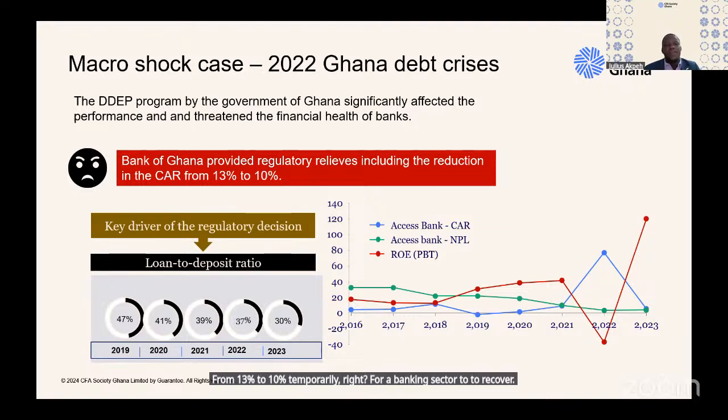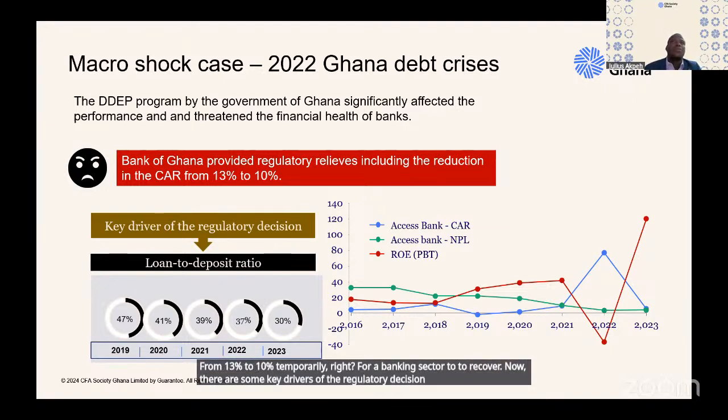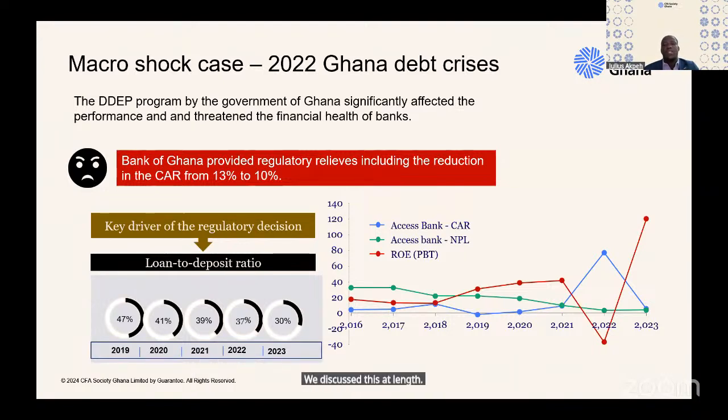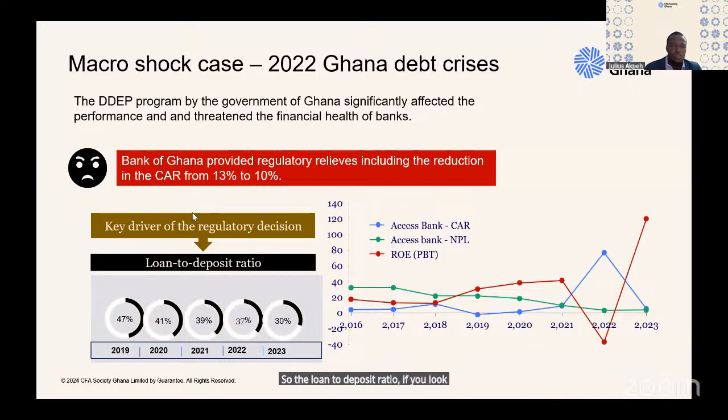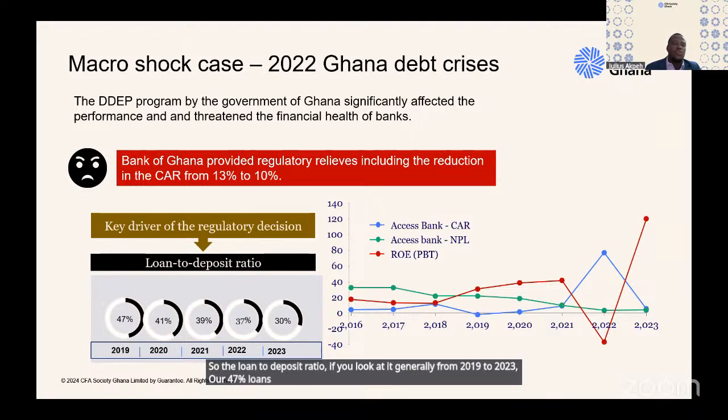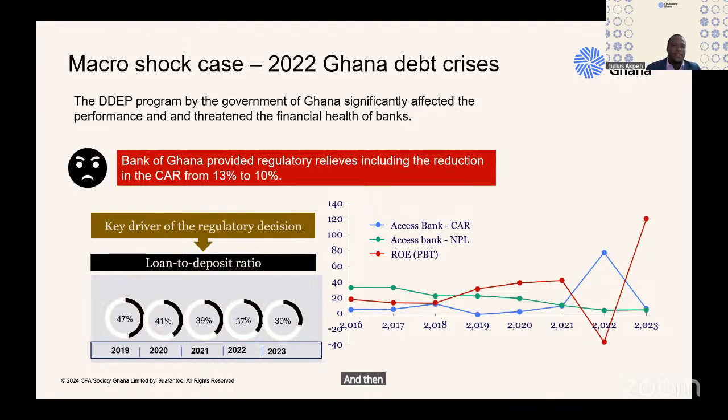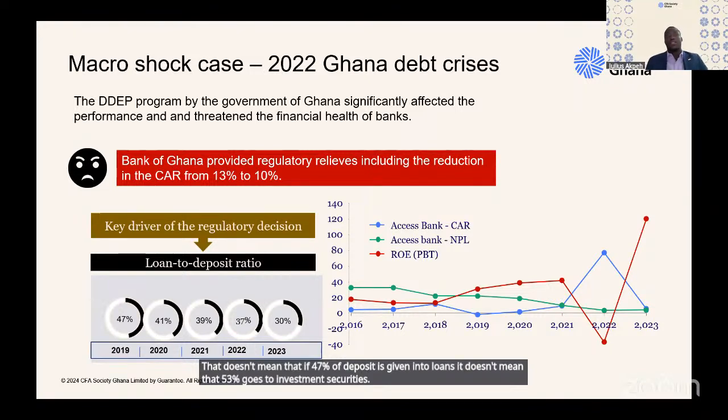Now, there are some key drivers of the regulatory decision. What actually motivated Bank of Ghana? I talked about a number of these things yesterday. We discussed this at length, but I just want to say a bit about this again. If you look at the loan to deposit ratio from 2019 to 2023, 47% of deposits flowed to loans, then 41%, then 39%, then 37%, then 30%. That doesn't mean that if 47% of deposit is given out as loans, then 53% goes to investment securities, because we talked about the reserve ratio.